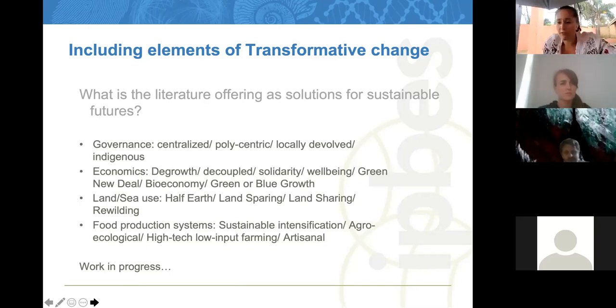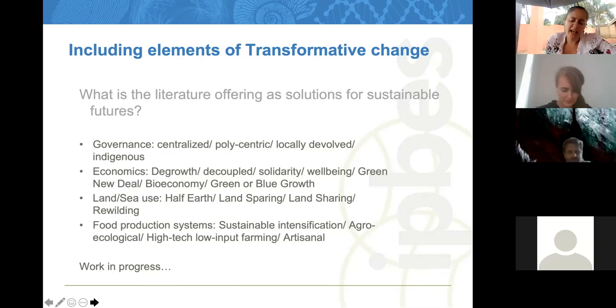From economics, you have everything from degrowth being important to looking at decoupled economic systems, well-being economies, solidarity economies, Green New Deals, blue growth, green growth, all of these different ways of thinking about, this is the way that we're going to solve the future from an economic perspective, of which there is a lot of literature out there. And we thought that it was important to be able to capture that, because we tend to default to existing neoliberal capital ways of thinking about the economy in the future, which is, I don't think, necessarily helpful for decision making.